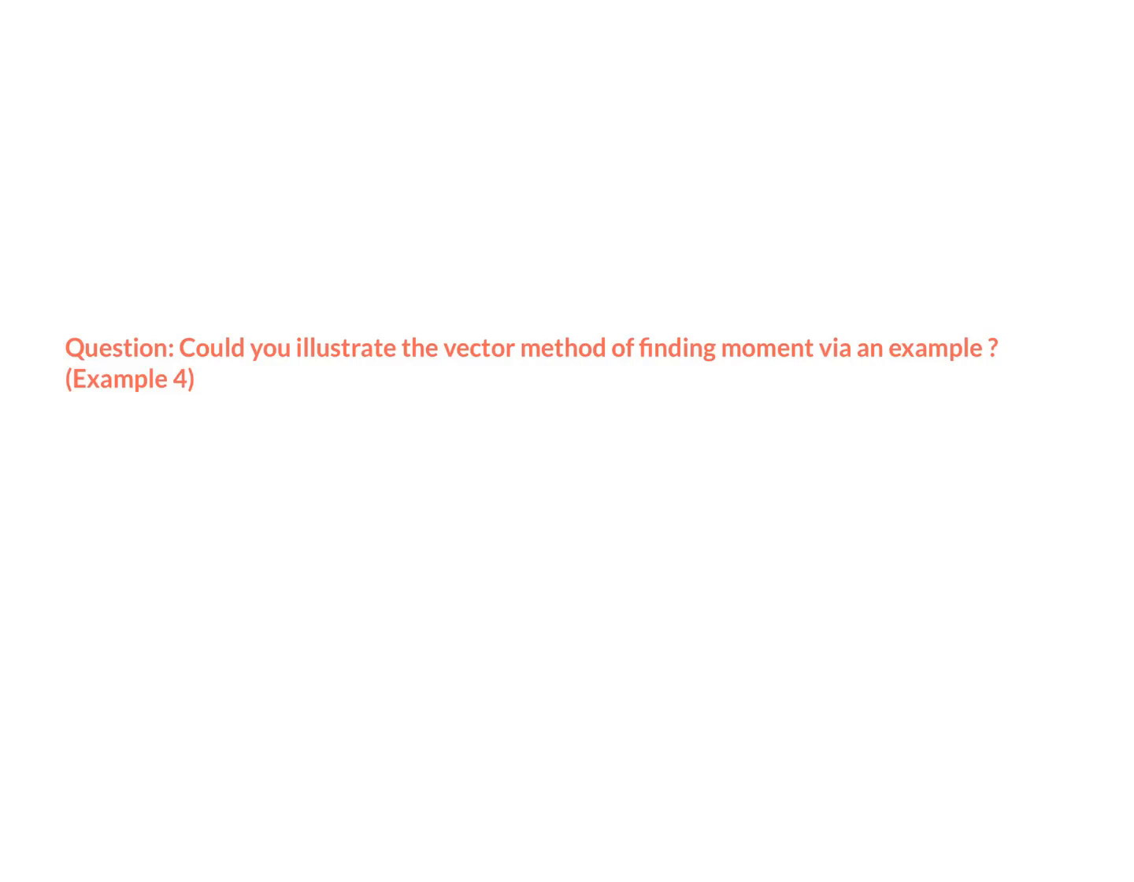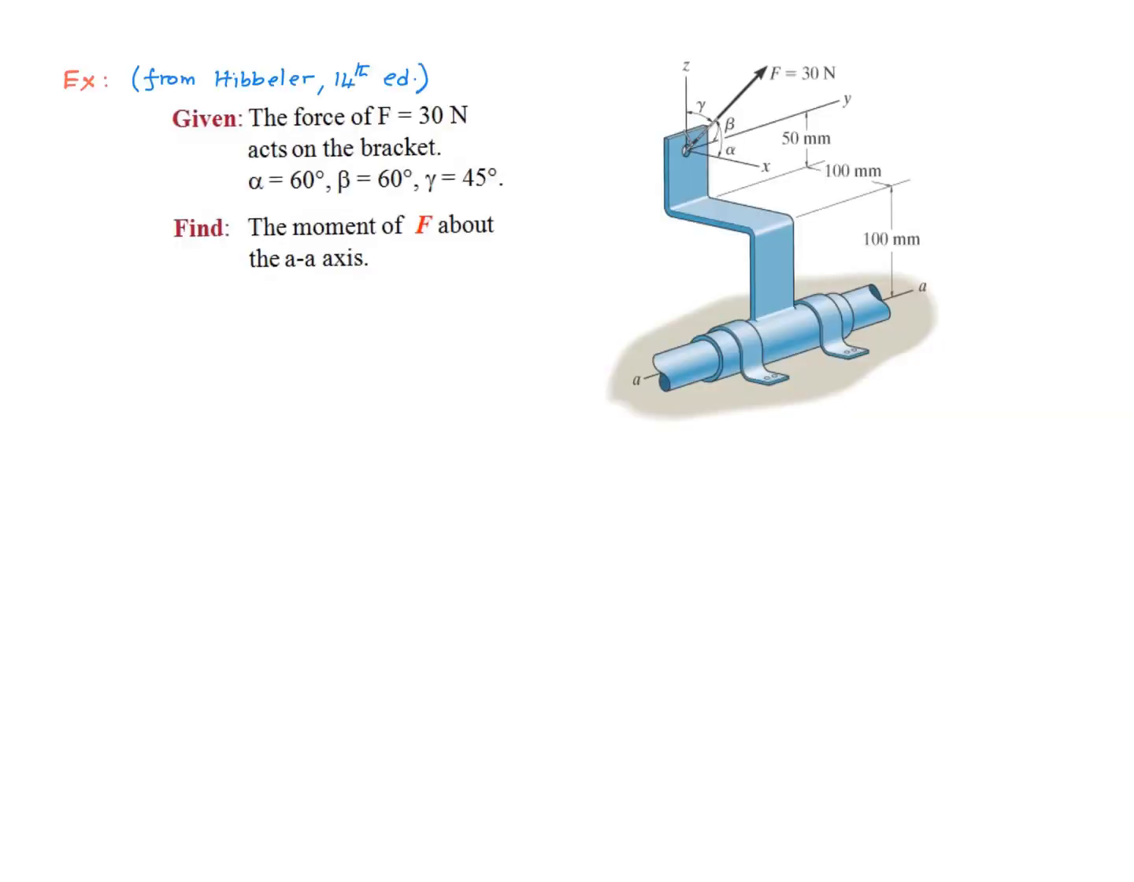The question that I have is, could you illustrate the vector method of finding moment via an example? In this example, we have a three-dimensional force of 30 Newton acting at this point, and they have given us the direction angles alpha, beta, and gamma for the force. The question is to find the moment of the force F about the AA axis, which is this.